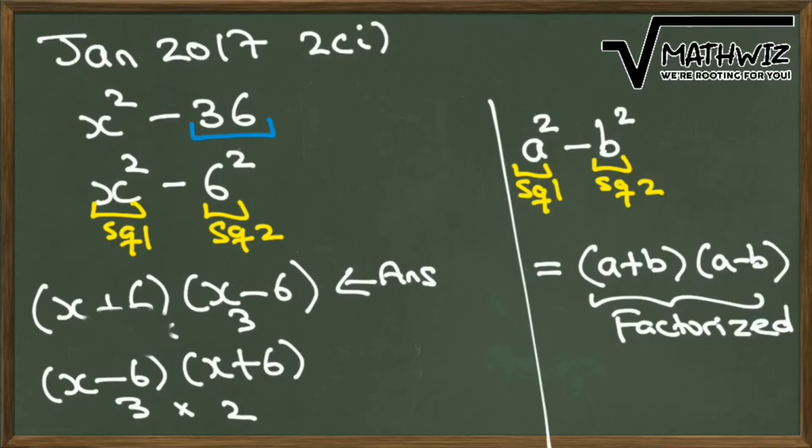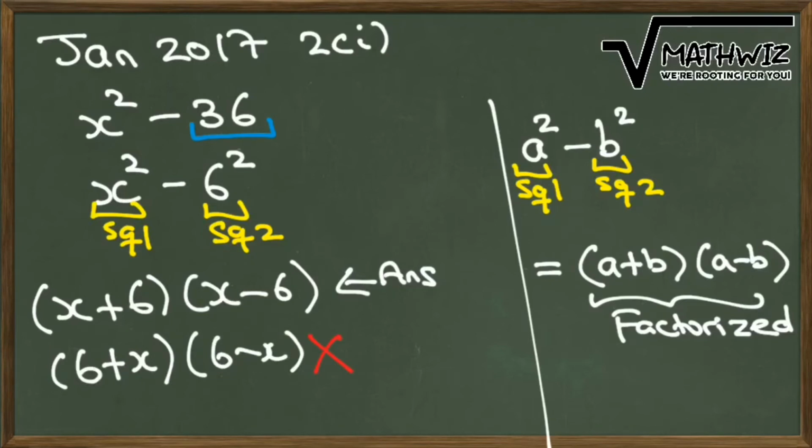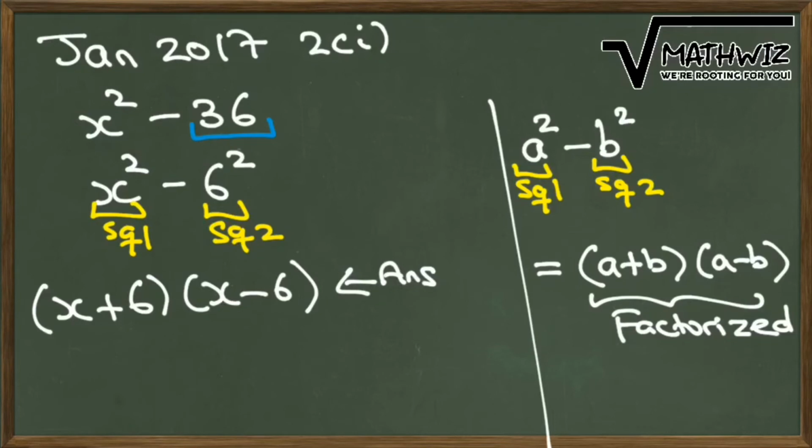Another common question that I get from students is, can they switch the order of what is in the bracket? That is a no-no. So no, you cannot put 6 plus x, 6 minus x. The only thing you can change is the order of the brackets, but not the order of what is in the bracket. Be sure to make note of that. That would be your answer for the first question.